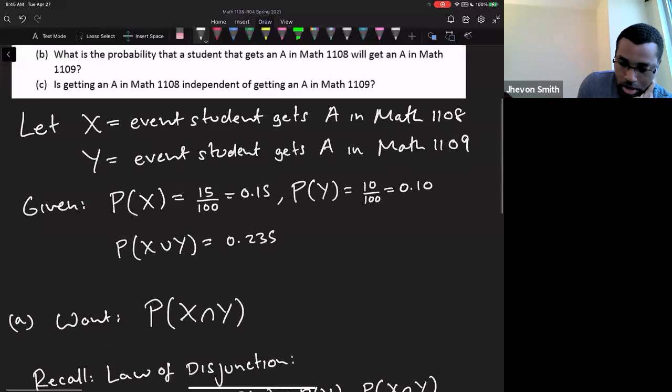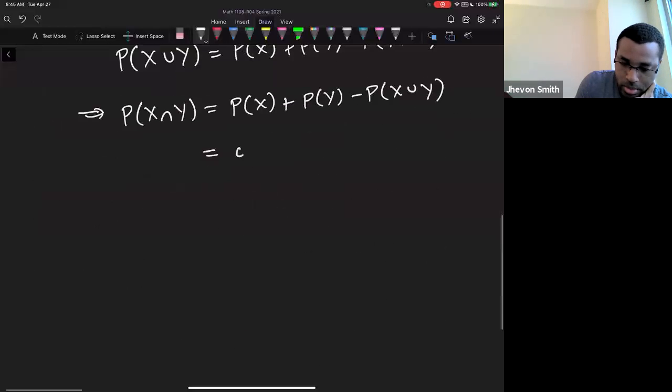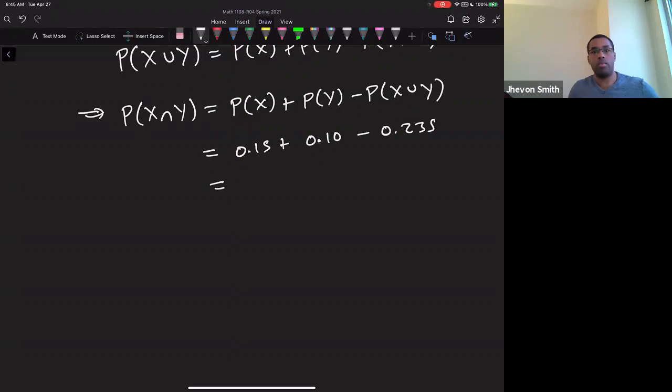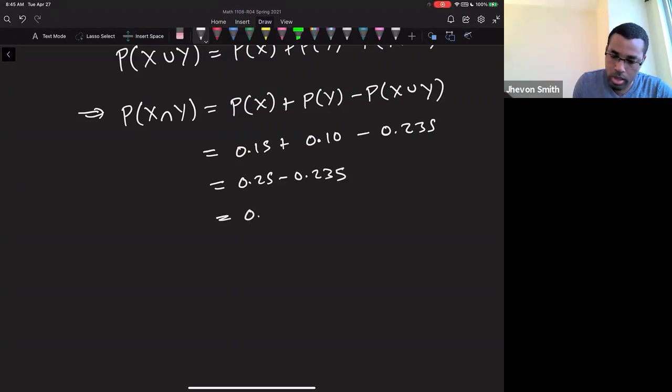And we know each of these. So probability of X is 0.15. Probability of Y is 0.1. And probability of the or is 0.235. Right, so that's 0.25 minus 0.235, which is 0.015.